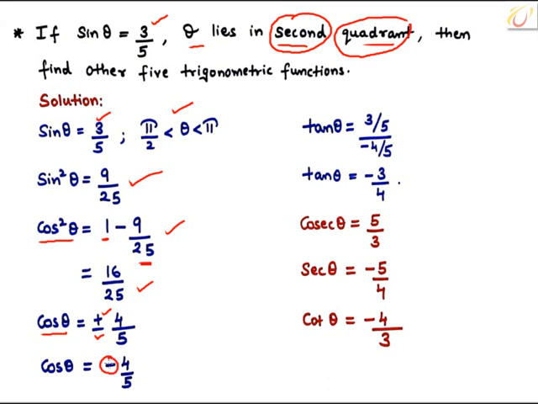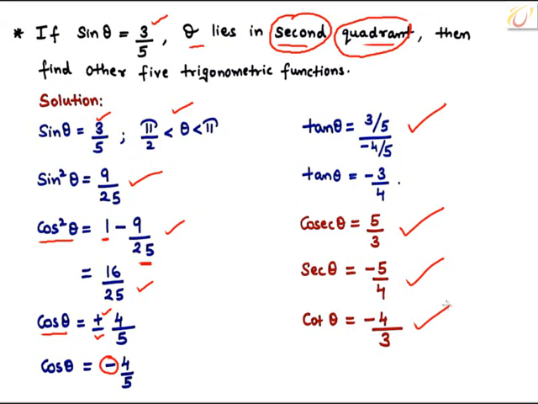So the moment you got sine and cos, the other functions are a breeze. So sine theta is 3 by 5, so cosec theta is 5 by 3. Cos theta is minus 4 by 5, sec theta is minus 5 by 4. Sin 3 by 5 and cos minus 4 by 5, so tan theta is minus 3 by 4. So cot is inverse of tan, so you get minus 4 by 3. Please take this sum down.